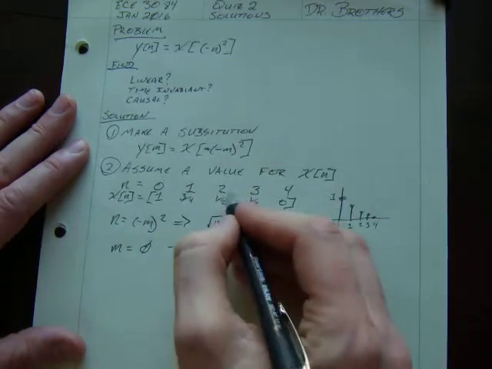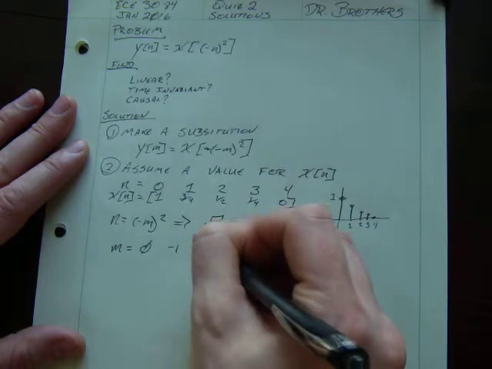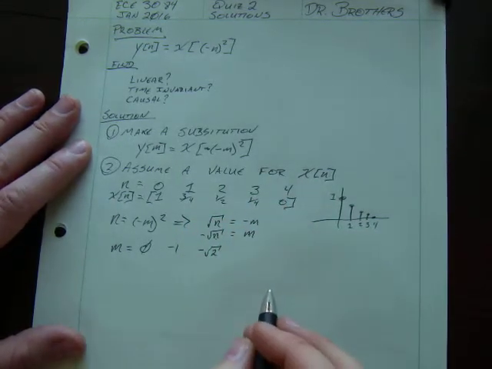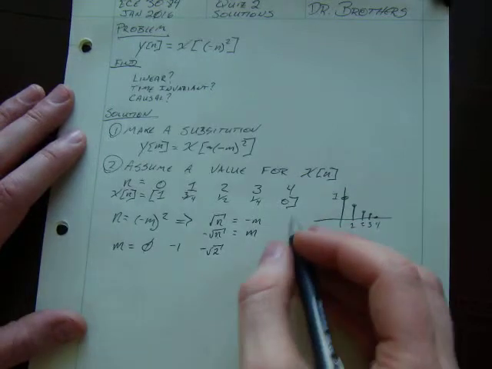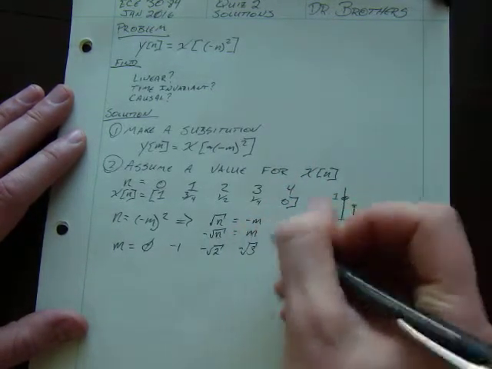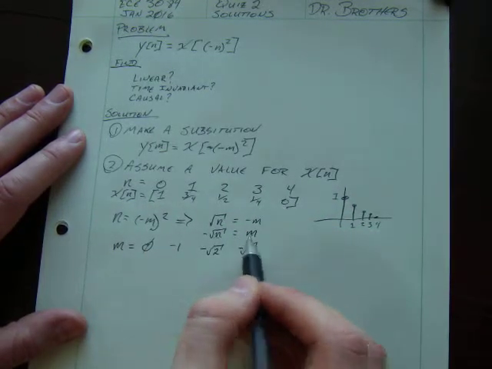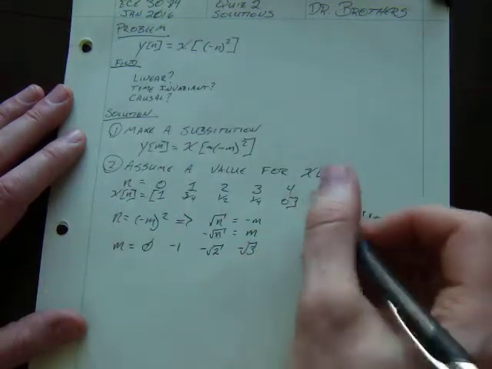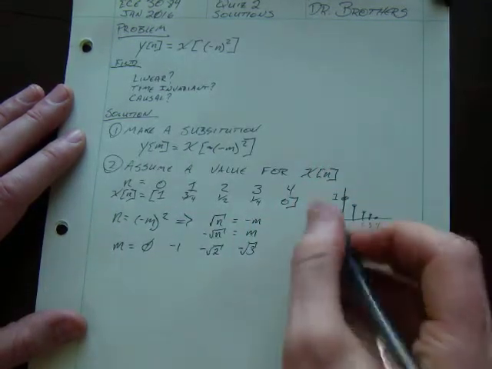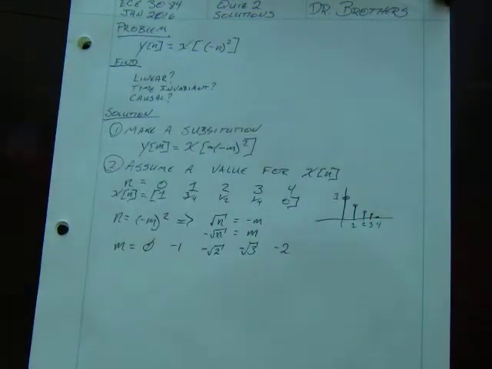And then the negative square root of 2. I'm just going to write that out. I'll grab a calculator and solve that out in just a second and give an approximation. And then we have the negative square root of 3. Again, we're taking n and plugging it into the equation to solve for m. And then the last thing, the square root of 4 is 2, so negative 2.